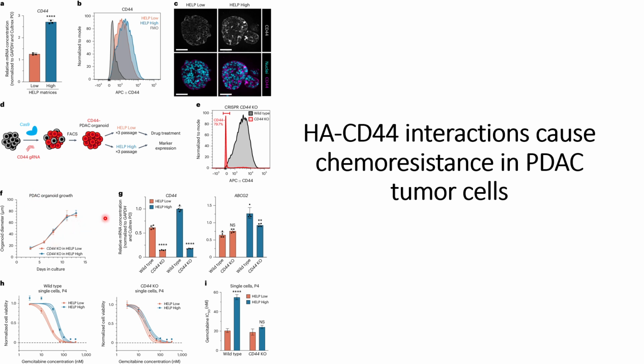And when they checked these CD44 expressions, they found that the CD44 expressions are lower in the case of CD44 knockdown, as expected since CD44 is knocked down, compared to the wild type case, where we can see that CD44 expression levels are high in the high HA and low in the low HA matrices.